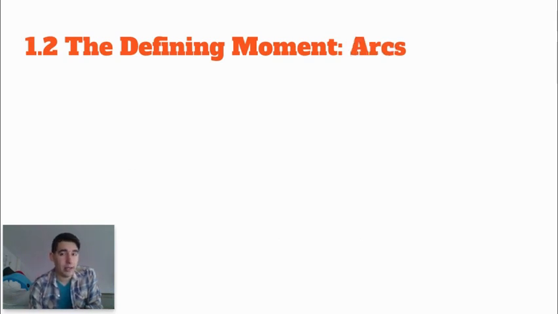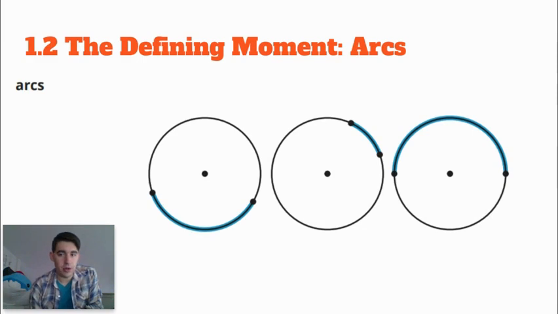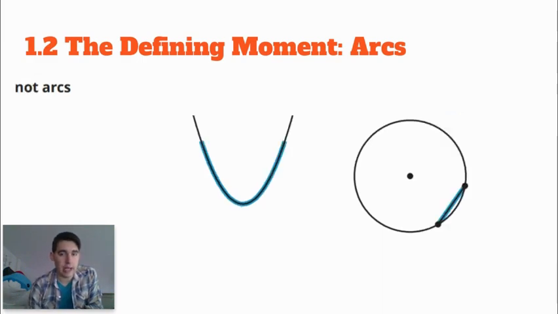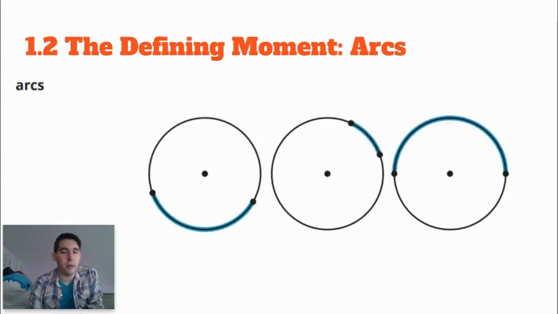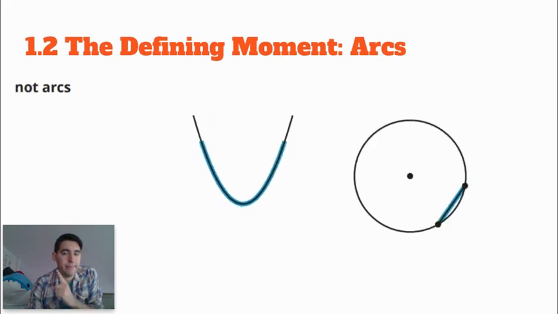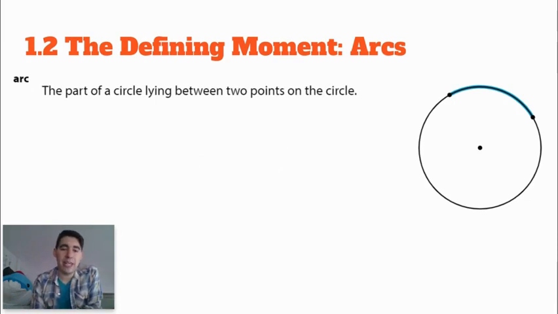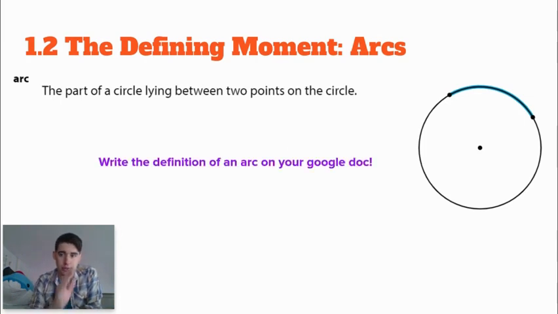Next up, we have arcs. Now, you might think you know what an arc is. You might be thinking of like the St. Louis arc or something like that. However, in math, we have this very particular meaning for what an arc is. This is what an arc is. This is what an arc is not. You see that parabola-like shape and think, yeah, that's kind of what you might think of when you think of an arc. However, in geometry, we have a particular meaning for an arc. That's an arc. That's not an arc. An arc is the part of a circle lying between 2 points on the circle. So it's a section of the circle. If we just took a slice out, that would be our arc.